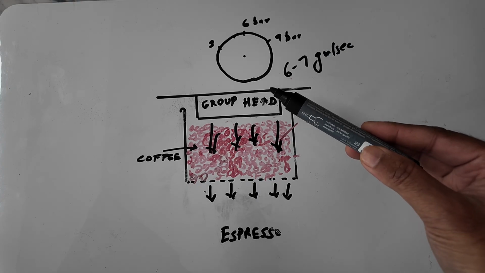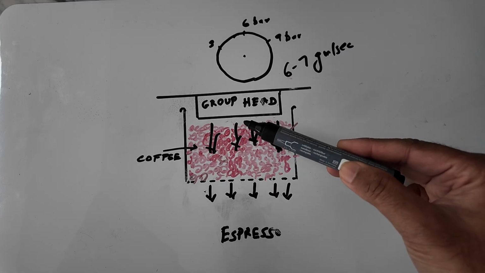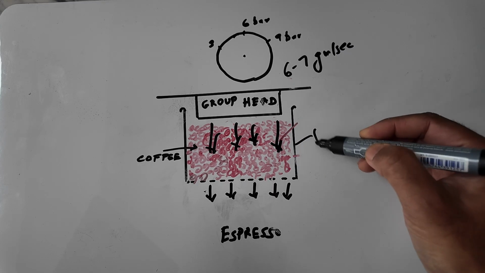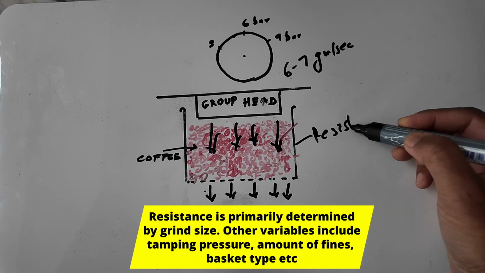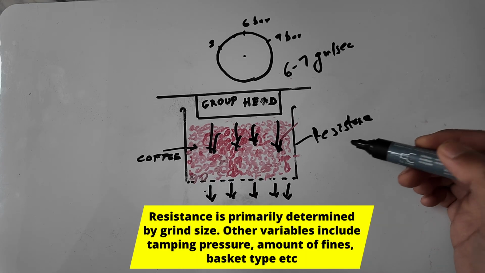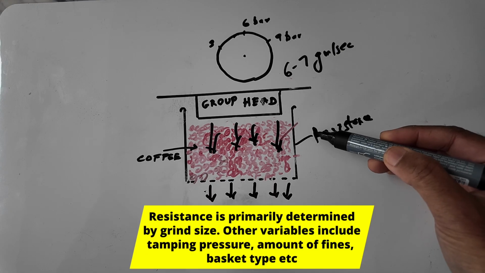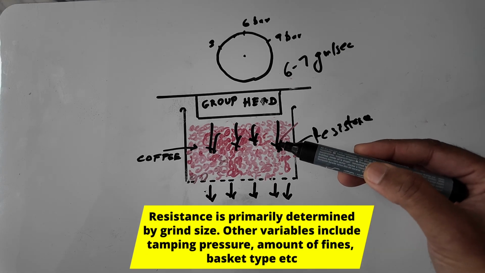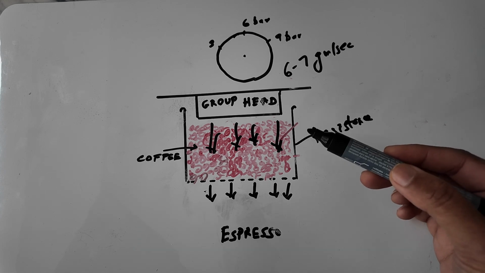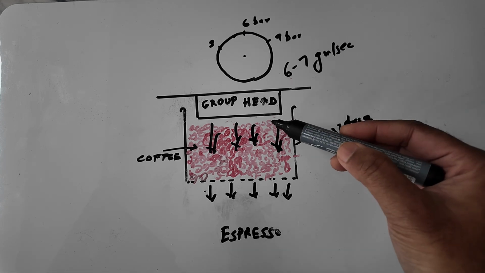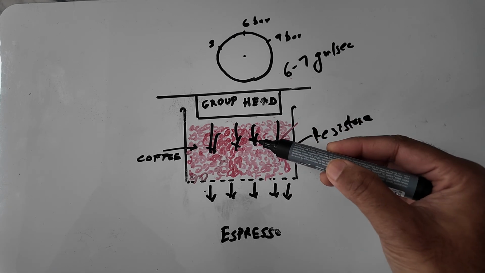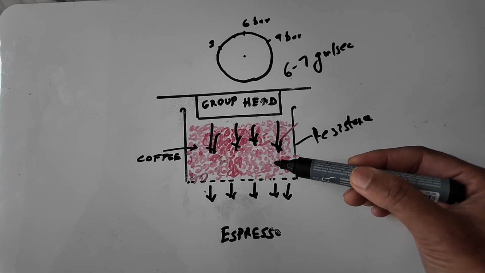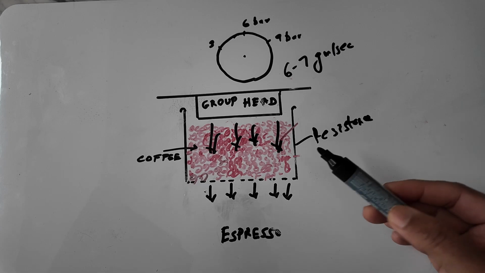So what determines the flow rate through the puck? It is the resistance which is provided by this puck. Generally speaking, the higher the resistance, the lower the flow rate, and the lower the resistance, the higher the flow rate. And to an extent, the faster that the water flows through the puck, the more soluble material it will carry through, and the more the extraction.